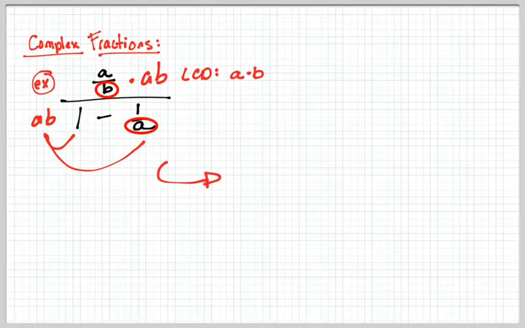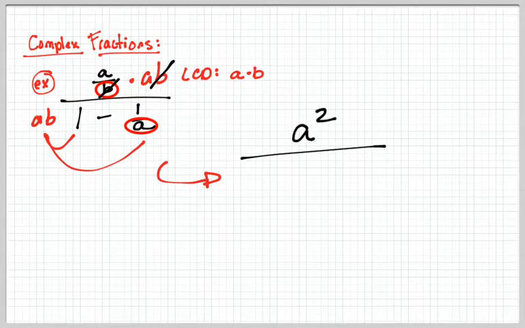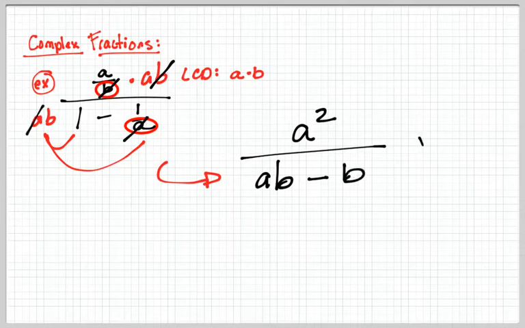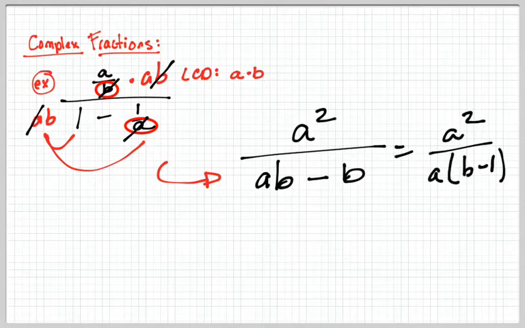So if we see this, we end up getting, the b's cancel up top, so we get a squared. And in the bottom we have ab minus, the a's cancel here, b. Take this a little bit farther and get a squared over a times b minus 1 for your final answer.